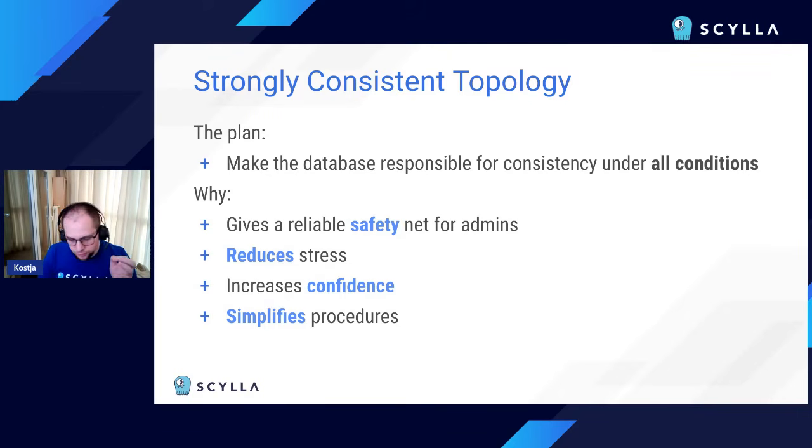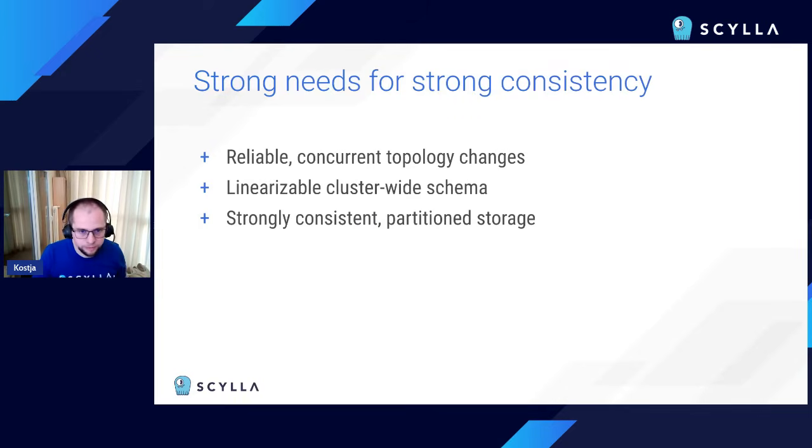And finally, a few words about data. Having strong consistency for topology and schema changes is a prerequisite for strongly consistent features like lightweight transactions. Even though we do support them, you can get into a situation with topology changes when you violate consistency of lightweight transactions. This is a well-known fact. And moreover, like with strongly consistent tables, which we call tablets, this is one of our goals as well.